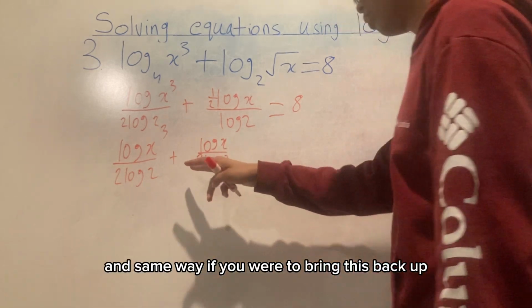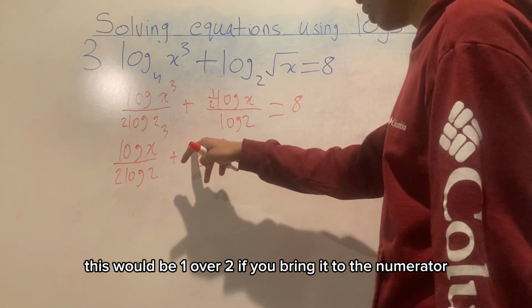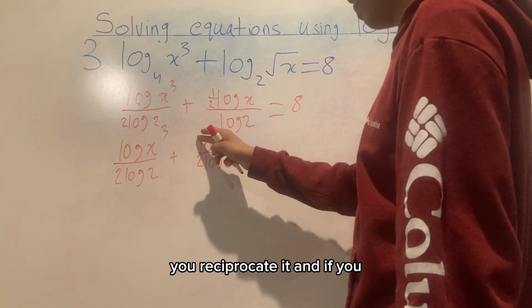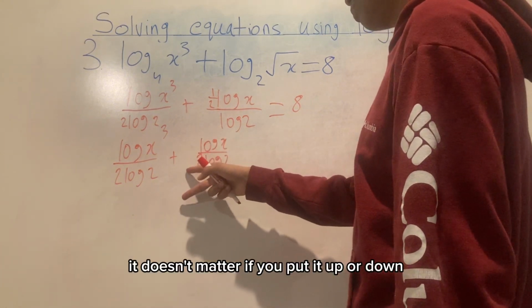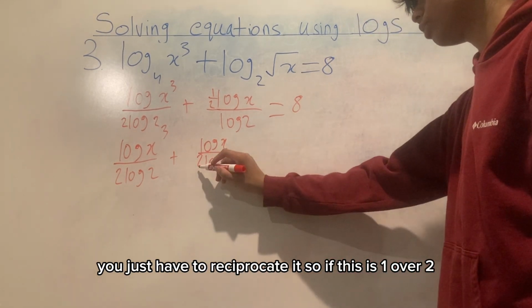And the same way, if you were to bring this back up, this would be 1 over 2. If you bring it to the numerator, you reciprocate it. It doesn't matter if you put it up or down, you just have to reciprocate it. So if this was 1 over 2, this would be 2 over here.